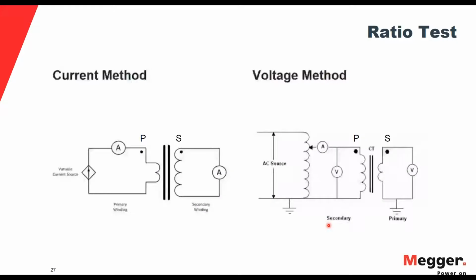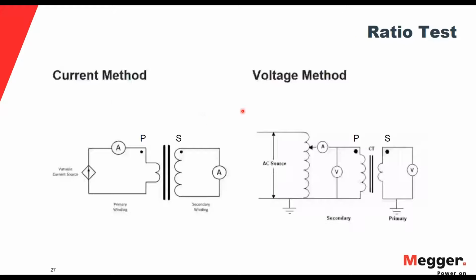Then you do the ratio test, ratio and phase displacement. Now, the ratio test can be done by two methods. You either go with the current method or with the voltage method. The current method basically uses a variable current source where you can inject high currents at different percentages of your rated CT current value. Usually this requires something very heavy and expensive, a current source that can give you hundreds to thousands of amperes to do it with the current method.